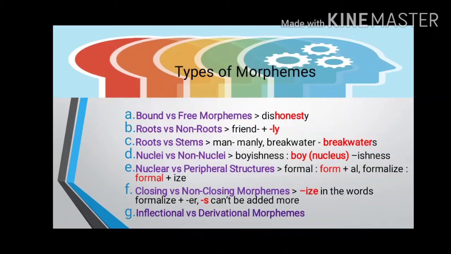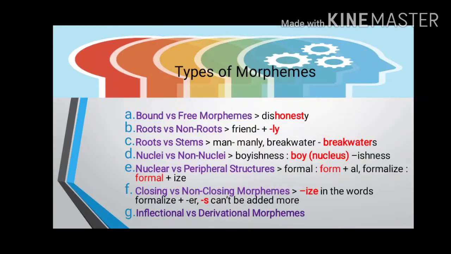Another pair of terms is roots and stems. When we have the word manly, it actually comes from a stem, man, and man here is also the root of manly. When we have breakwater and breakwaters, breakwater is a stem for breakwaters, and breakwater is a root for breakwaters. We also have other terms like nuclei and non-nuclei. In the word boyishness, boy here is nuclei and ishness is non-nuclei.